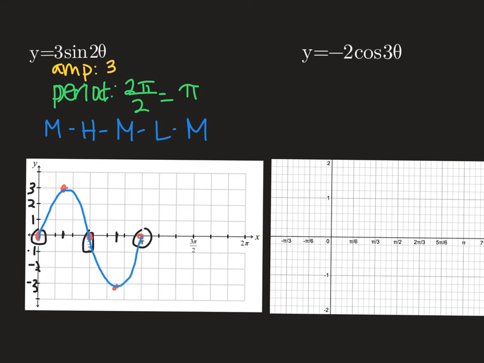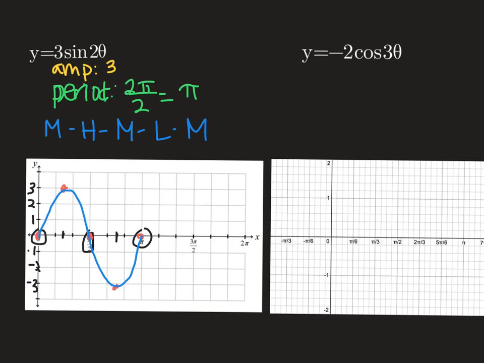So if you paused the video and tried it on your own, how'd you do? Okay, I would really like you to try the next one all on your own. See what you can do. Make sure you find your amplitude, your period, and then sketch the function. But please notice in this one that the amplitude is 2, but there is a negative sign in front, and that does play into effect.